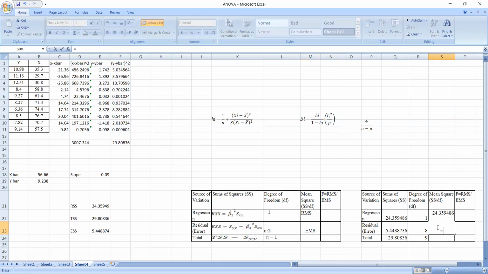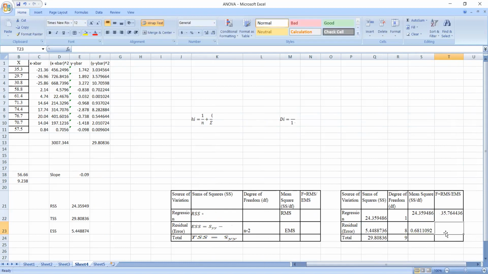When it comes to the error mean square, you have to divide the error sum of squares by the degrees of freedom, in this case 8, and then you get a different number for the error mean square. So we have the mean square values. Then we have to divide the regression mean square value by the error mean square value to find the F statistic. You can see in this case our F statistic is 35.79.